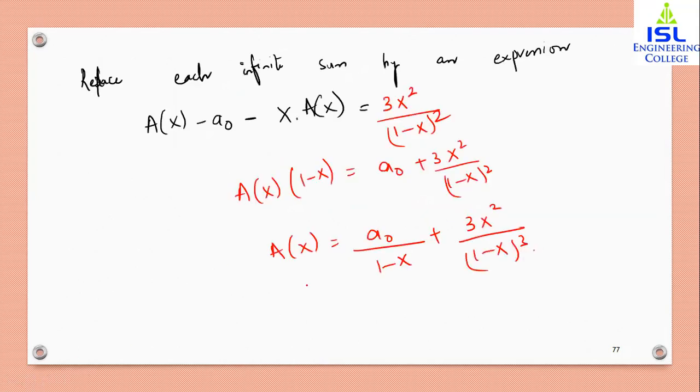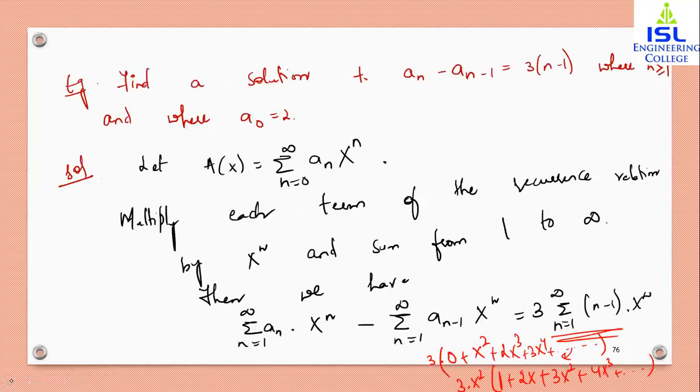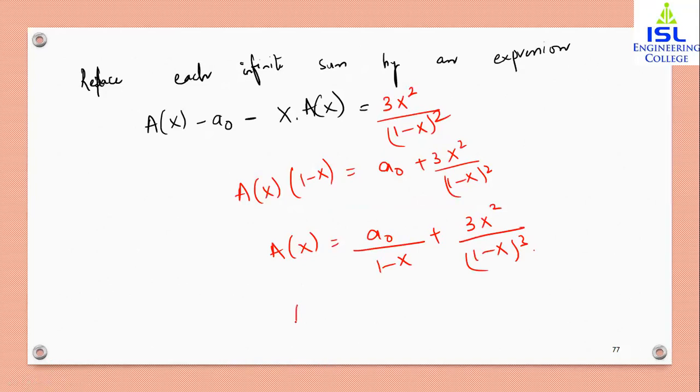Now this is the final result. How should we write it? This can be written as a naught by 1 minus x, where the a naught value is given as 2. So what I will do is write the a naught value, and what is 1 by 1 minus x? It is equal to sigma n is equal to 0 to infinity x power n. So 2 into sigma n is equal to 0 to infinity x power n plus, now what about this term?